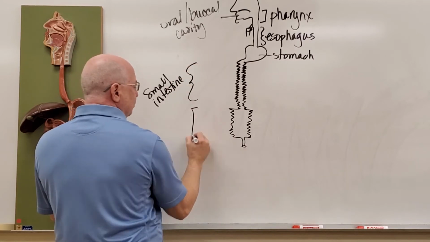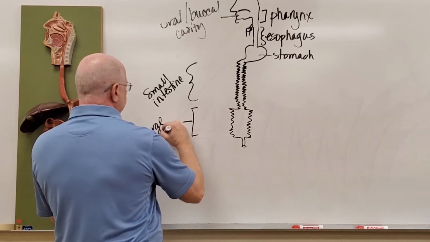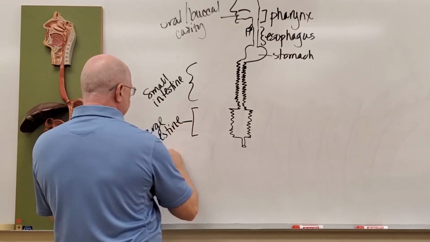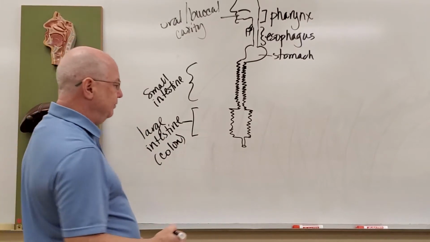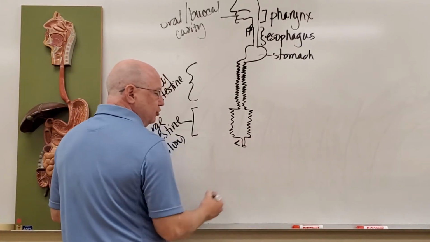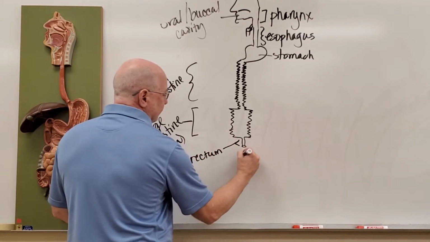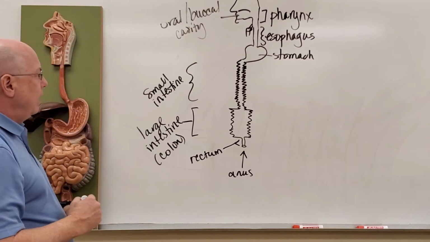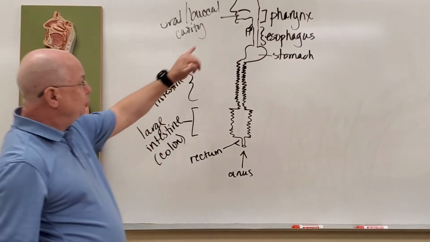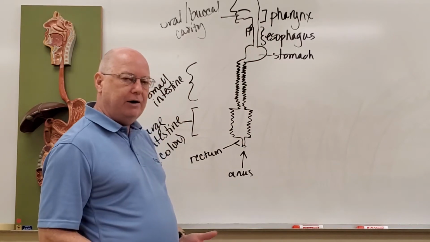All of this tube is called the large intestine. And the large intestine is also known as the colon. The colon is the large intestine. The very last part of the tube where it straightens out is called the rectum. And then, of course, there's the anus at the end, okay? And this tube is called the digestive tract or the alimentary canal.